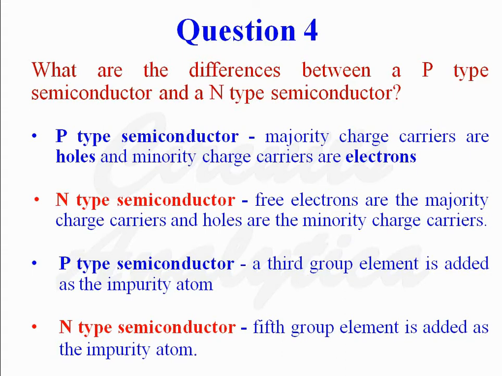For the making of a p-type semiconductor, a third group element is added as the impurity atom. And in the case of an n-type semiconductor, a fifth group element is added as the impurity atom.